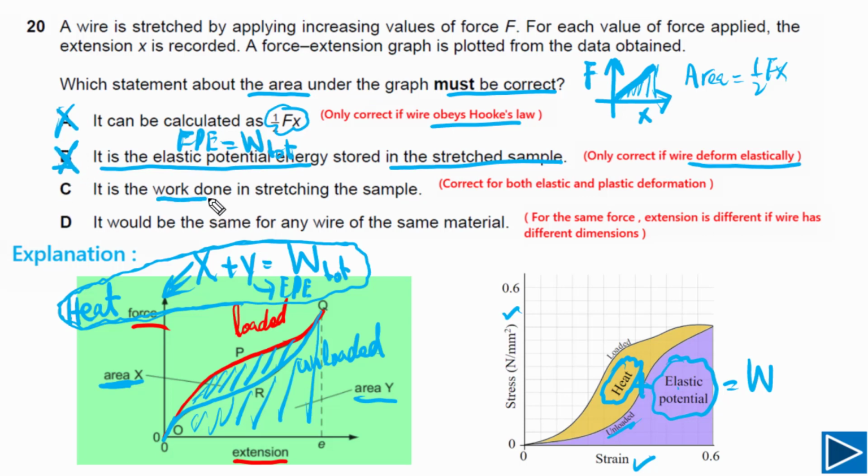If we go to C, it is the work done in stretching the sample. It's simply telling us it is the total work done, and this is always true. So the best option is C, and this is true when the wire is deformed elastically or plastically. If we go to option D, it is given to us that it is the same for any wire of the same material. This is not true, because for the same force, the extension is different if the wire has different dimensions, so the area under the graph will be different if dimensions are different. So this is also not a possible option.